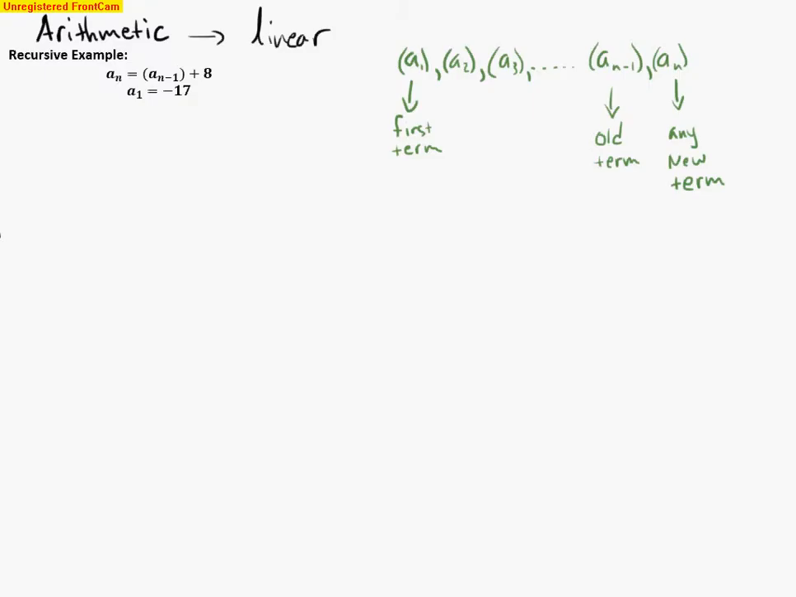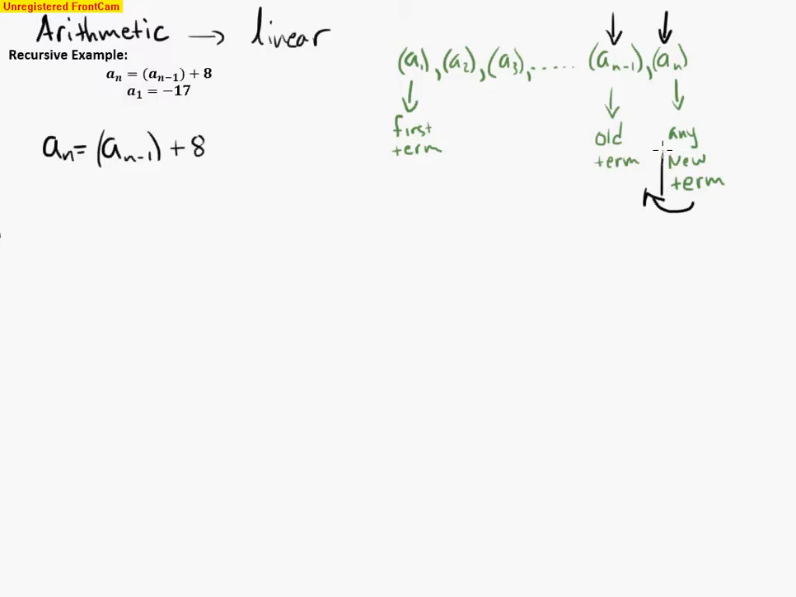Here's a video helping us with our arithmetic sequences with the recursive notation. So my recursive notation is named recursive because it is talking about your a_n and your a_(n-1) terms. Right here you can see I have my a_n equals my a_(n-1), and in this case it's plus 8. The reason it's called recursive is because this guy is referring to his old term.